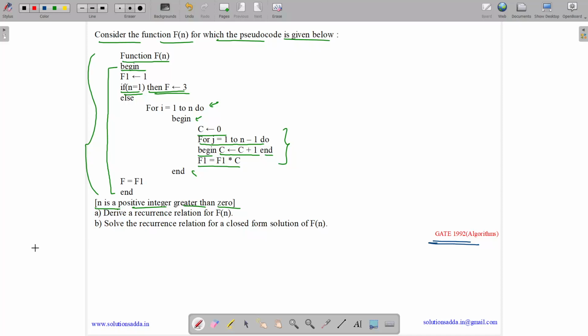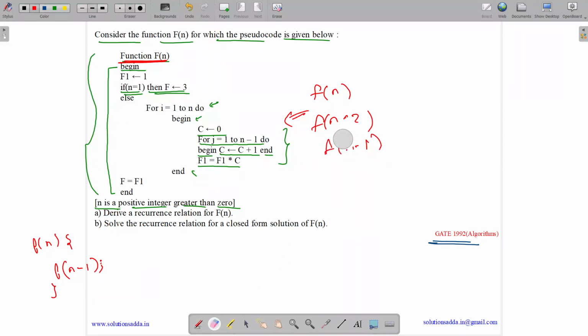Now see, what is recursion? Suppose we have a function with some parameter n. In recursion, in the body we are again calling the same function with a different parameter, let us suppose n minus 1. This is recursion. But here see, inside fn we are never calling f with the same or different parameter. There is no call like f(n/2) or f(n minus 1) inside this body. So it is not at all a recursive function. So we can't write a recurrence relation for it.